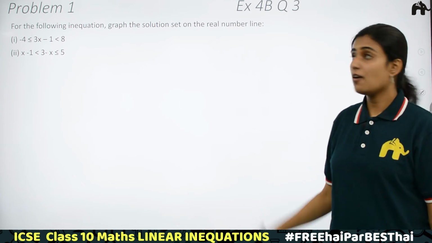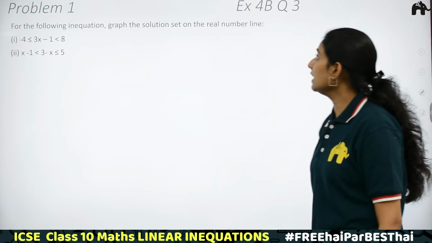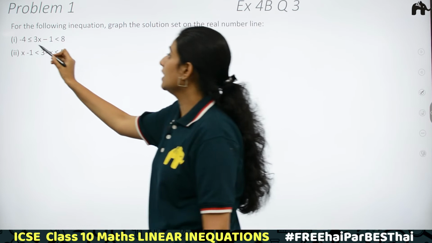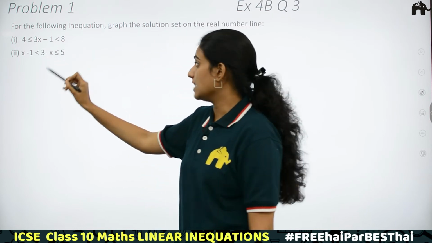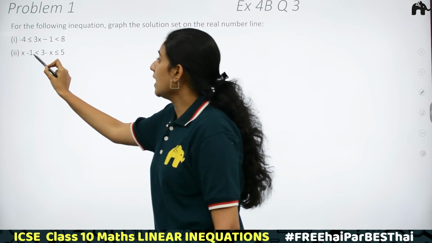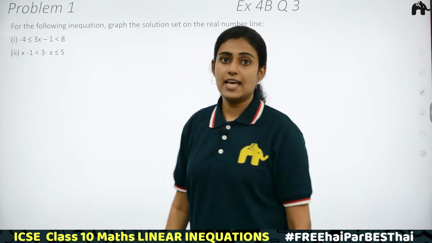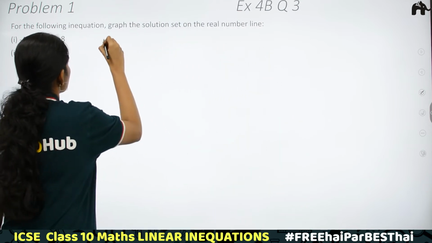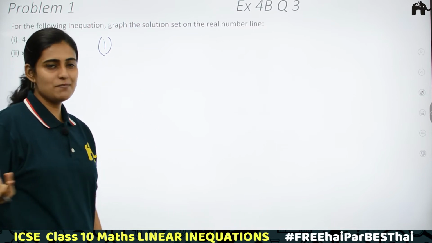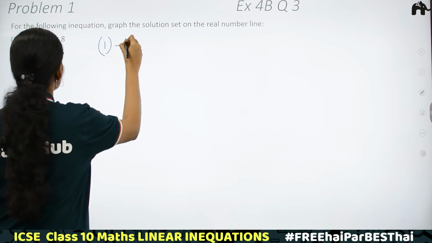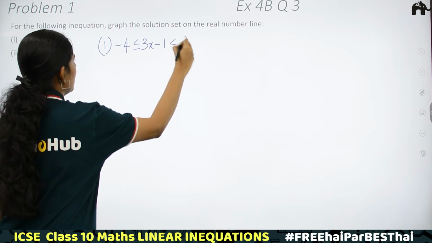We'll be solving problems from exercise 4B. Question number 3 of exercise 4B. For the following inequation, graph the solution set on the real number line. The first inequation given is minus 4 less than or equal to 3x minus 1 less than 8. And the second inequation is x minus 1 less than 3 minus x less than or equal to 5. Let's take the first part. You know how to represent the solution set on the number line. Here the first one, minus 4 less than or equal to 3x minus 1 less than 8.